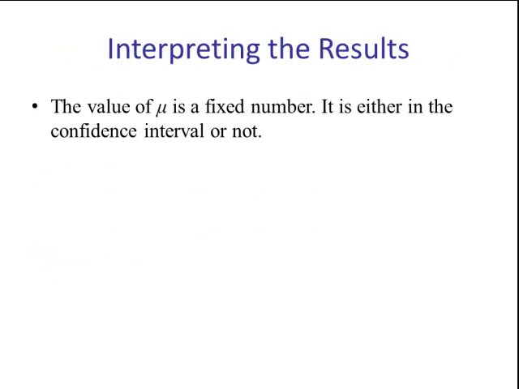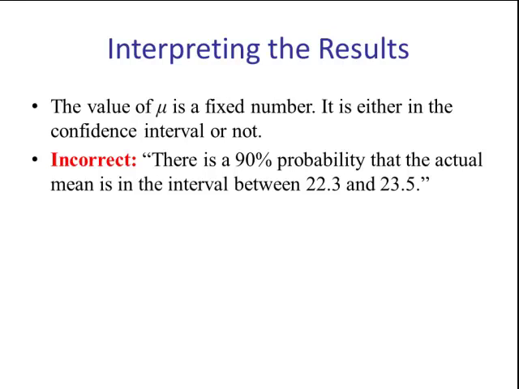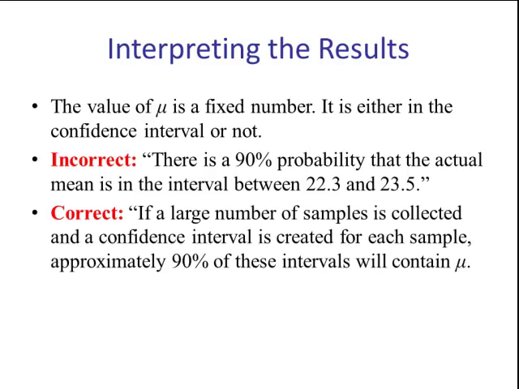Here are some things to keep in mind. The value of mu is a fixed number. It is either in the confidence interval or not. So it is incorrect to say there is a 90% probability that the actual mean is in the interval between 22.3 and 23.5. What is correct to say is if we take a large number of samples and a confidence interval is created for each sample, then approximately 90% of those intervals will contain mu.